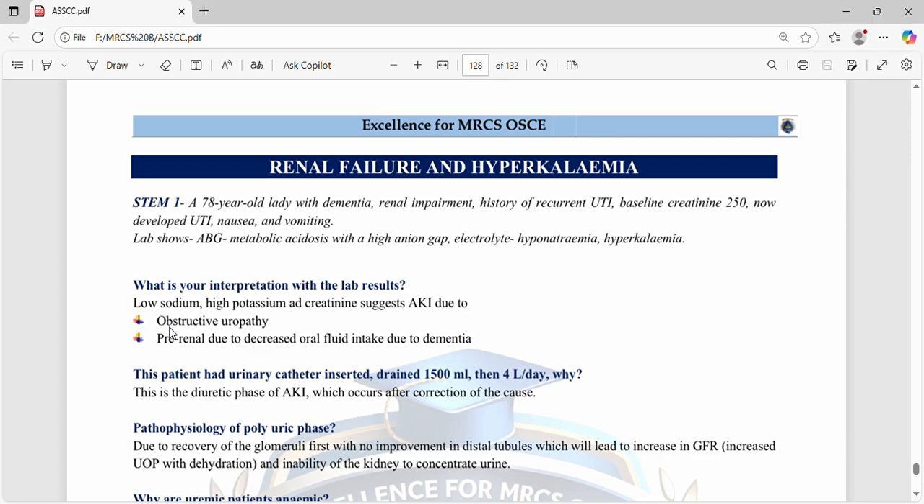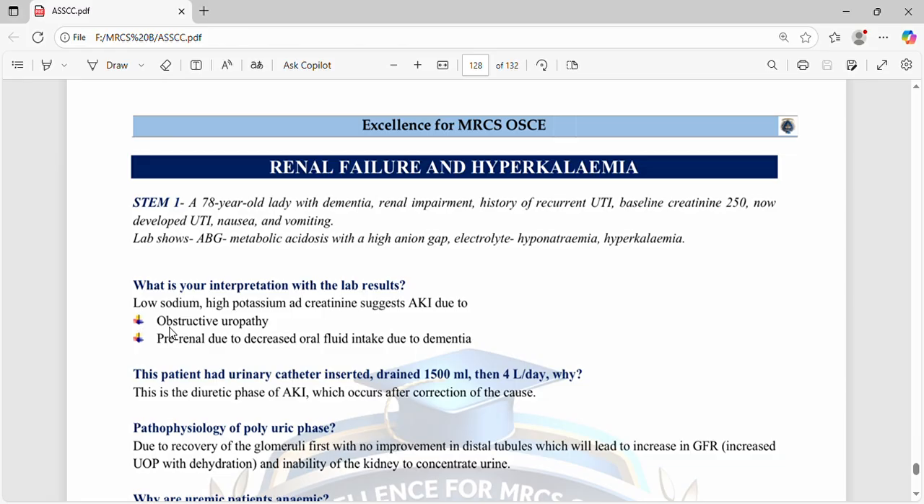So today we are going to discuss the renal failure and hyperkalemia station from critical care. So a 78-year-old lady with dementia and renal impairment, history of recurrent UTI, baseline creatinine 250, and now developed UTI, nausea and vomiting. So lab shows metabolic acidosis with a high anion gap, electrolyte hyponatremia and hyperkalemia. So this is a very common picture whenever there is a renal impairment. So you will get hyperkalemia and hyponatremia and maybe metabolic acidosis, but it also depends on the cause as well.